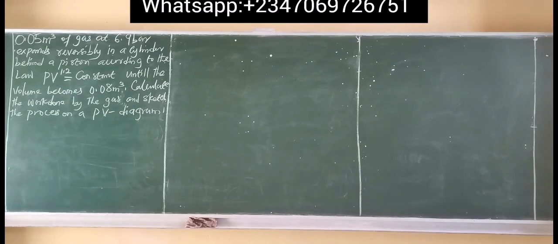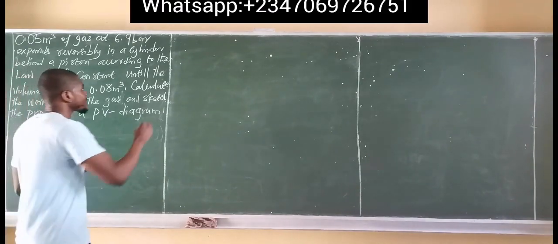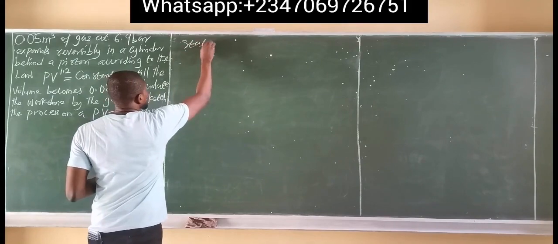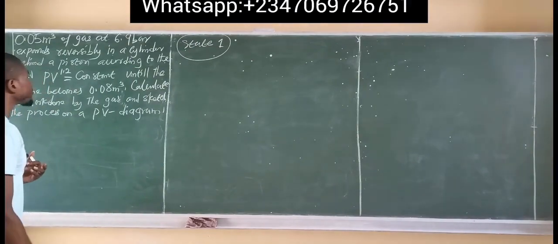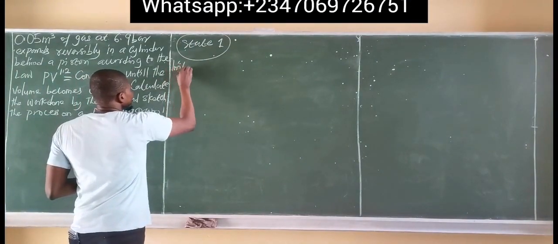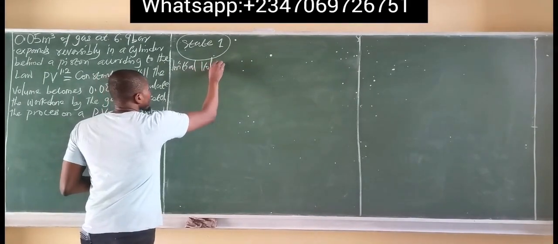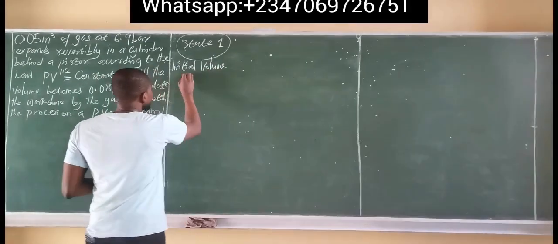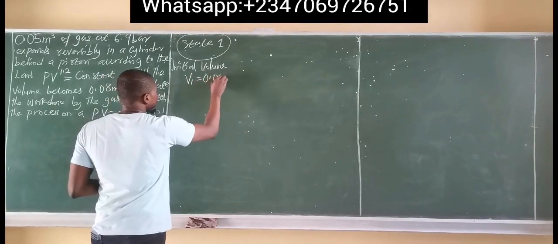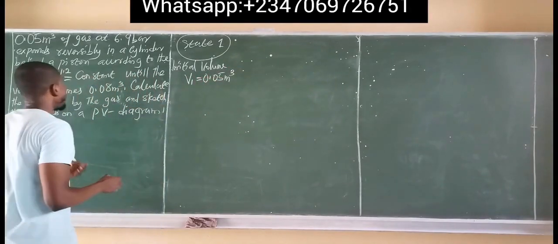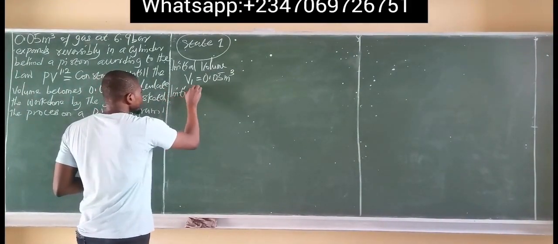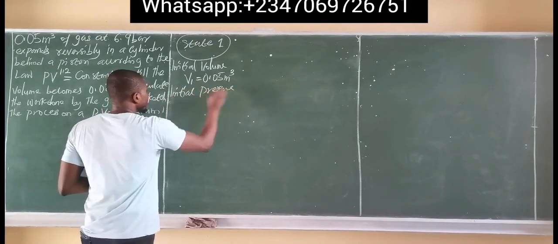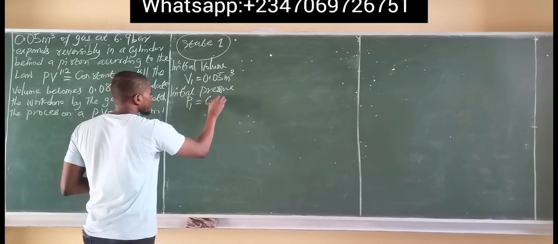All right. So having that in mind, let's pick out our parameters. So let's pick out the conditions at state 1. At state 1, we have 0.05 meter cube of gas. Initial volume V1 is equal to 0.05 meter cube at 6.9 bar. So initial pressure P1 is equal to 6.9 bar.